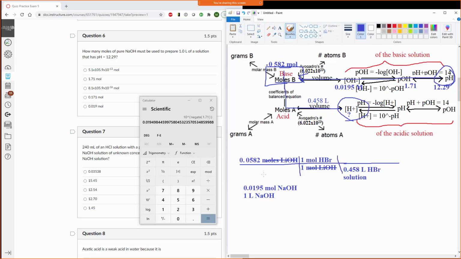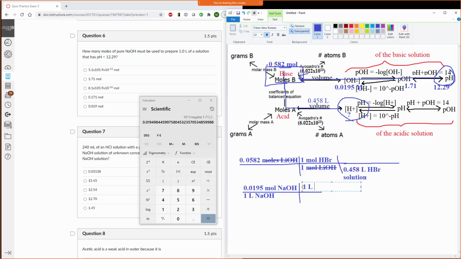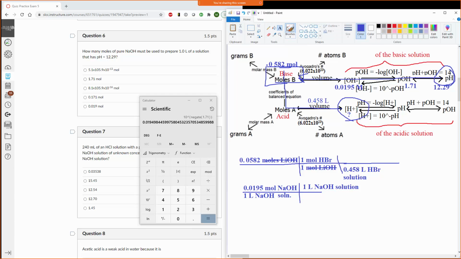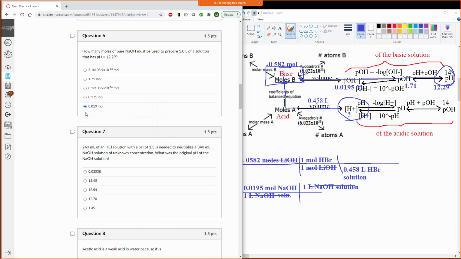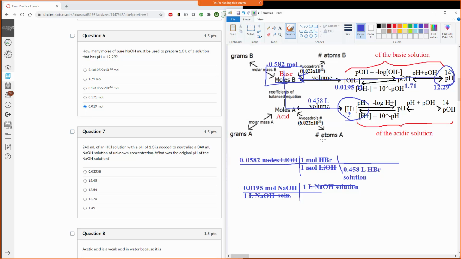And I'm going to run that little guy. It was in fact a 1 liter solution. Sorry, this was solution. Okay, so my liters cancel, times 1 divided by 1. Okay, so that's the number of moles. 0.019 right here. Okay, Sarah says my math is getting muddy.